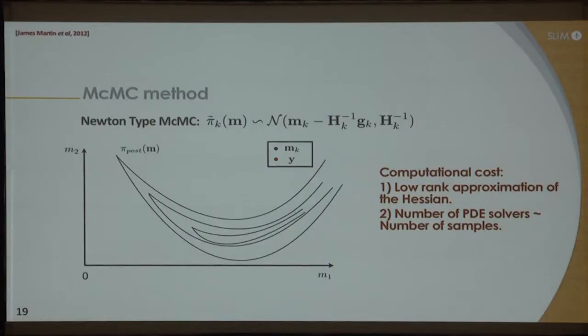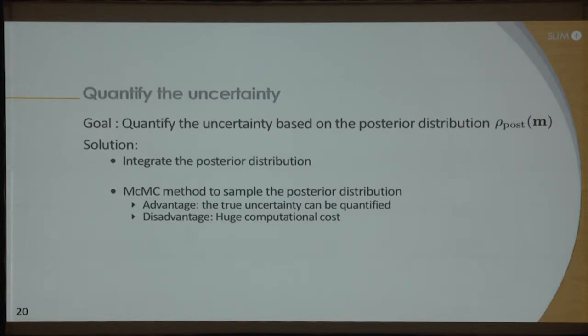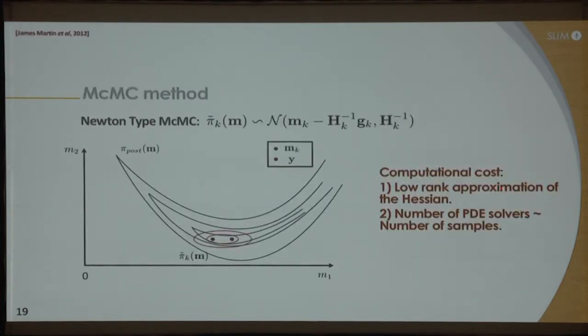This is a Newton type MCMC method, which was presented by James Martin and colleagues at UT Austin. They use the local Hessian information and gradient information to get a proposal distribution to do the MCMC. But it's still very expensive because they need the low rank approximation of the Hessian for each sample, which relates to a very large number of PDE solvers. And actually the low rank approximation of the Hessian is not quite suitable for seismic exploration. Their work is for global seismology, so they can have the low rank approximation, but in our field, it may not be true.